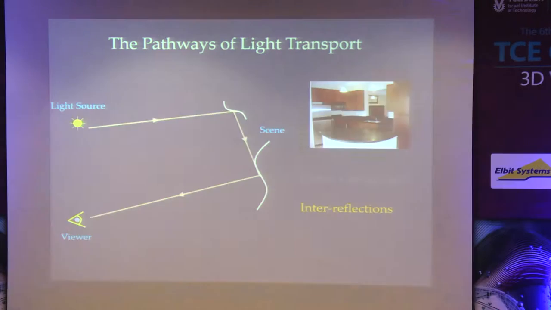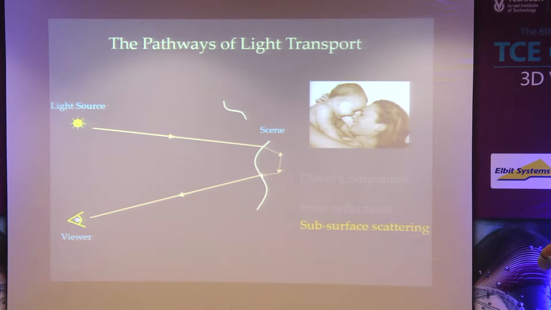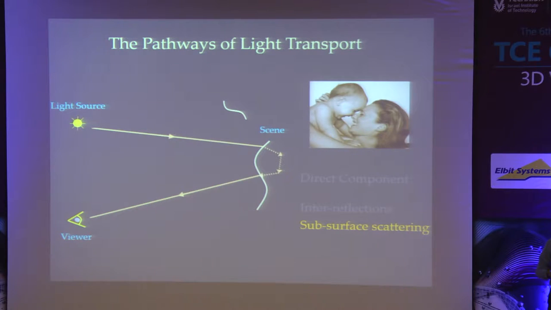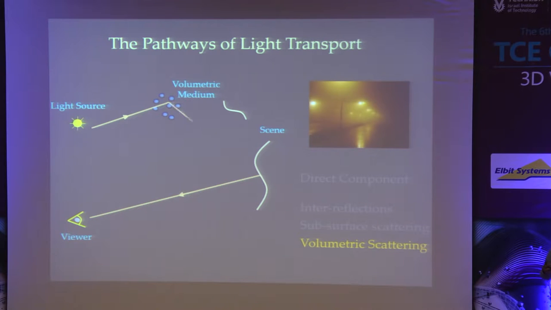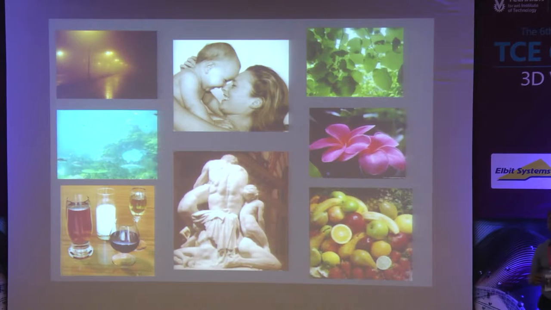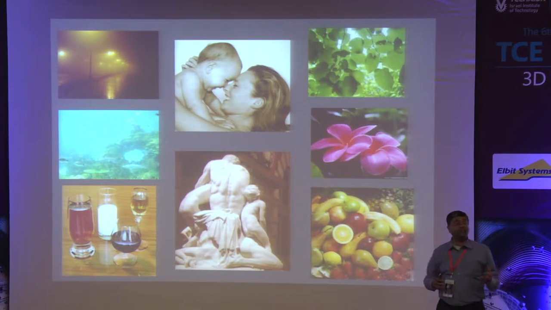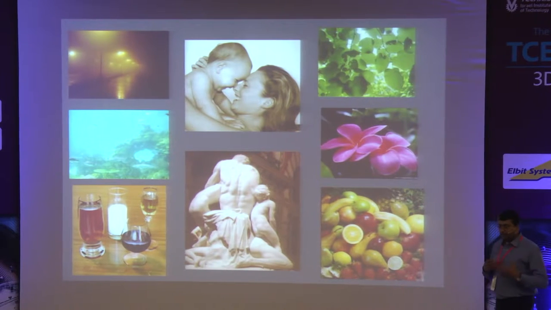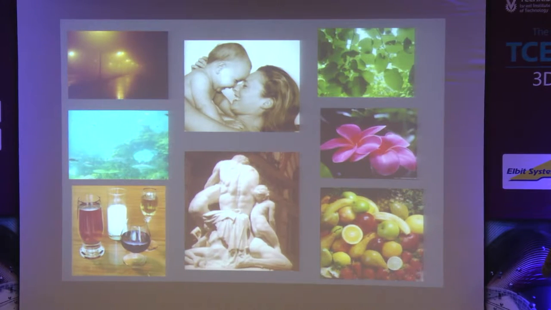And of course, the light can penetrate through a translucent object. It could be skin, it could be wax, and so on. And this is known as subsurface scattering. And finally, this entire scene could be immersed in a volumetric medium. It could be fog, dust, murky waters, and so on. So together, all of these interesting pathways of light transport give rise to the various appearances that we see every day.